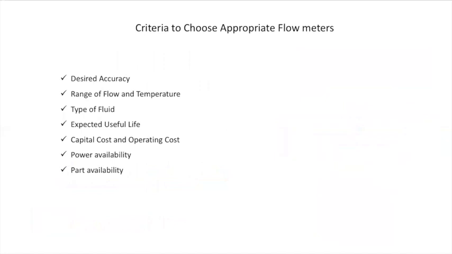Next are the criteria to choose the appropriate flow meter. Once you are going to choose an appropriate flow meter, there are a lot of flow meters available in the market. We want to know what accuracy we want in our measurement, right? So this is one of the parameters chosen as a criterion to choose the kind of flow meter. Then you have range of flow and temperature, right? As we go along, we'll discuss the orifice meter and what range of flow will be needed for choosing the particular orifice meter.